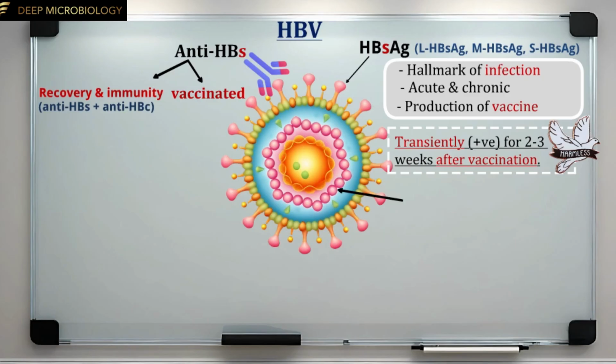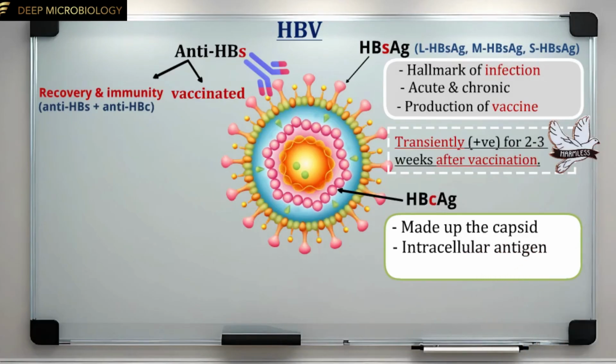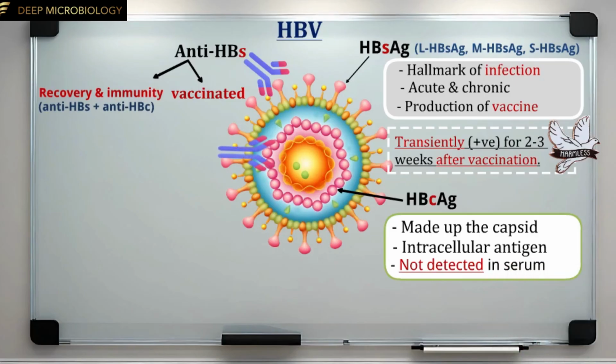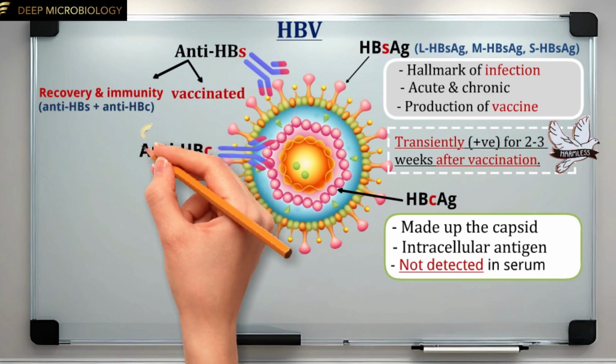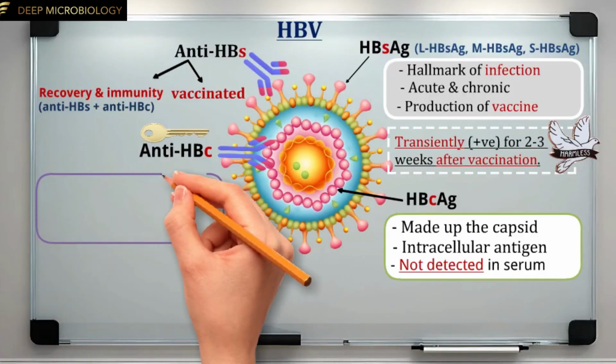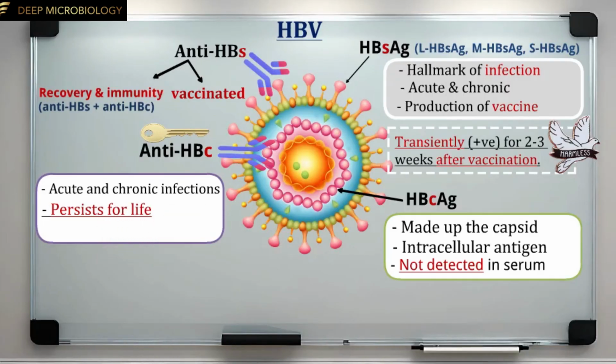The third serological marker is core antigen. This protein makes up the capsid of hepatitis B virus. It is an intracellular antigen expressed in infected hepatocytes that cannot be detected in serum. Instead, the immune system produces antibodies, anti-HBc, against it, which can be detected in blood. Core antibody is a key immunological marker for hepatitis B virus, HBV, infection. It appears in the blood during both acute and chronic infections and remains detectable for life, even after recovery. Therefore, it is considered the permanent record, or criminal record, of hepatitis B virus infection.